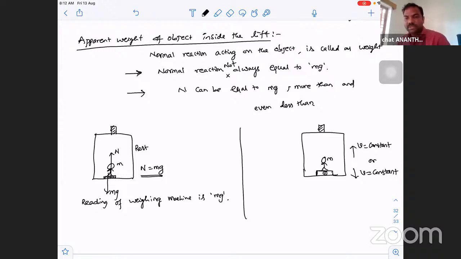Weight shown by the weighing machine inside the lift is called apparent weight. True weight and apparent weight. Now true weight will be equal to apparent weight in these two cases. mg will be the weight because moving with constant velocity, acceleration is zero.